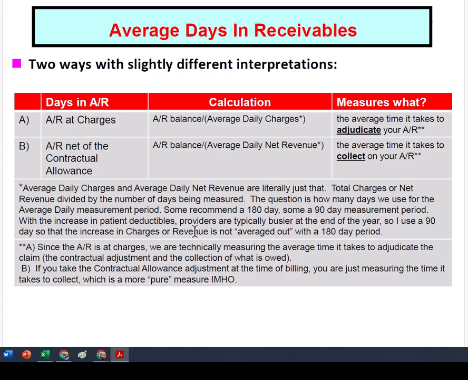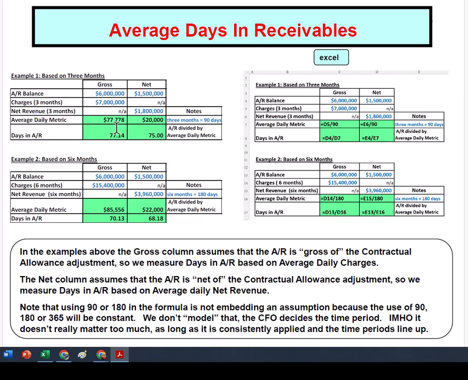So it used to be that care was kind of spread evenly through the year. So 365 or 180, what difference did it make? But now, if people are putting off care to the end of the year and providers are busier at the end of the year, if you use 365, you're averaging that down. You're not getting current events, to take a phrase from the movie Aliens. You're not keeping up with current events.